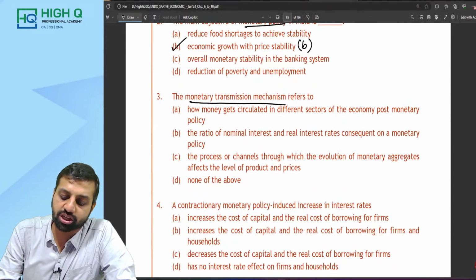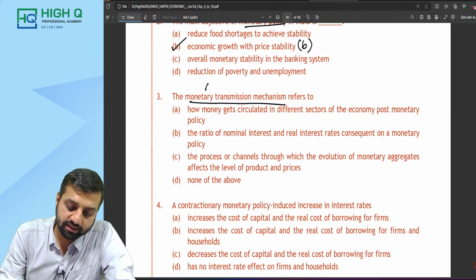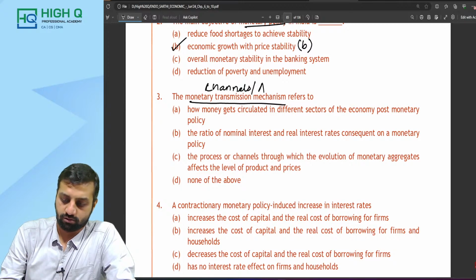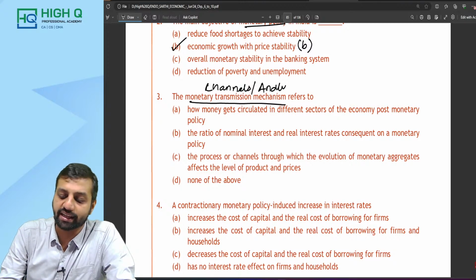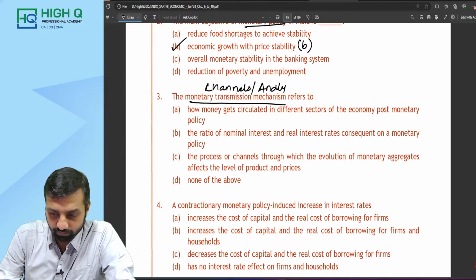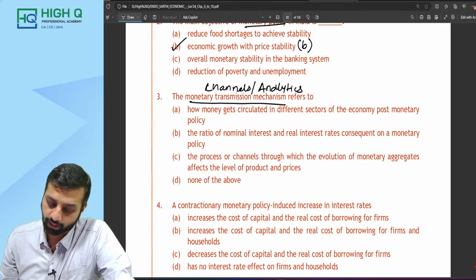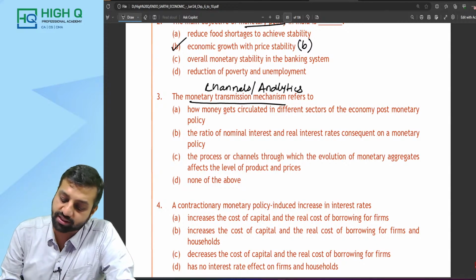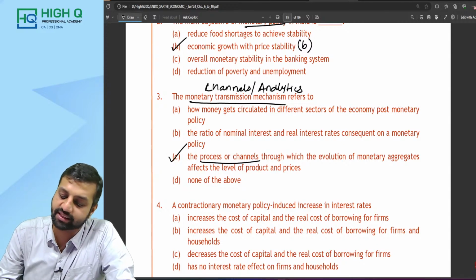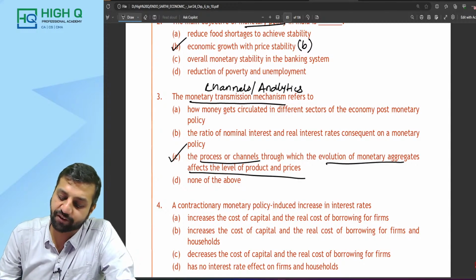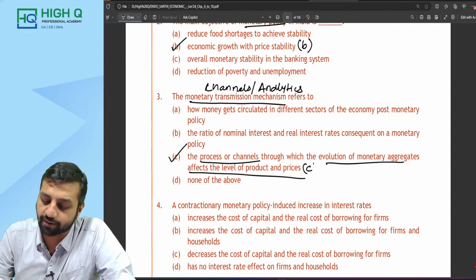Monetary transmission mechanism means channels or analytics. So it is the process or channels, answer is C, through which evolution of monetary aggregates affects the level of product and prices.